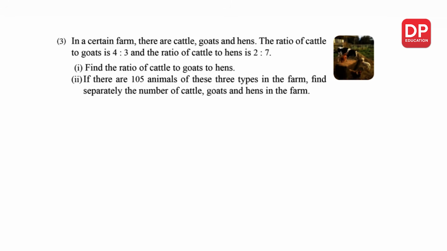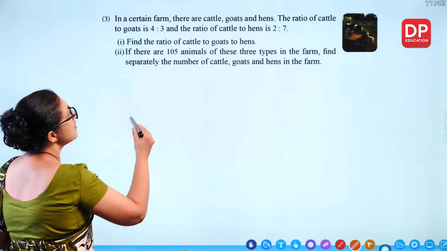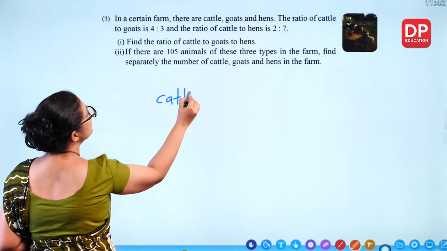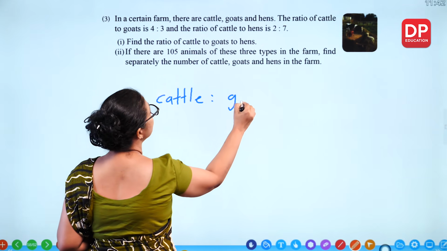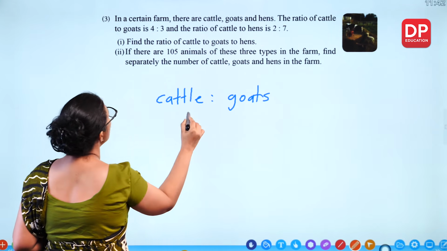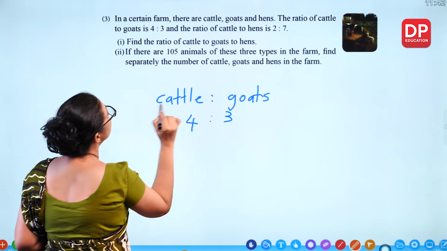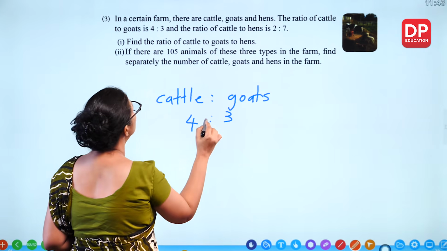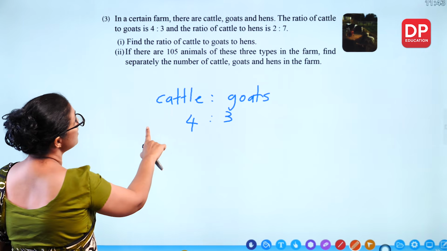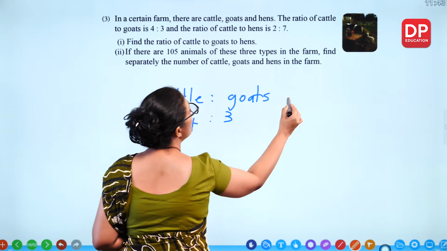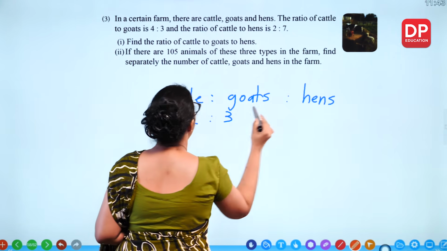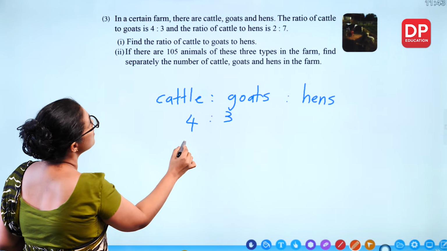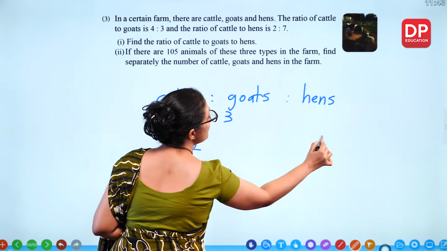Question number 3. In a certain farm, there are cattle, goats and hens. The ratio of cattle to goats is 4 to 3. Cattle to goats, 4 to 3. And the ratio of cattle to hens, cattle to hens is 2 to 7. This ratio is given.